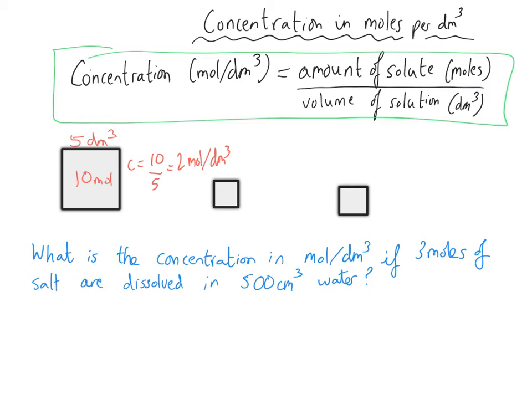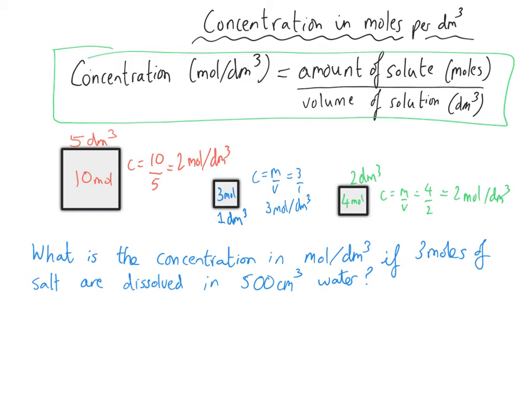If we have a look at the second example, obviously the volume is smaller. Let's make that 1 cubic decimeter, and let's say there are 3 moles inside it. Well, this is really easy. Concentration is moles divided by volume, which is 3 divided by 1. So this is 3 moles per cubic decimeter. And the last example, let's say that this is 2 decimeters cubed of space and that we've got 4 moles in it. Then concentration is moles divided by volume, which is 4 divided by 2, which is 2 moles per cubic decimeter.